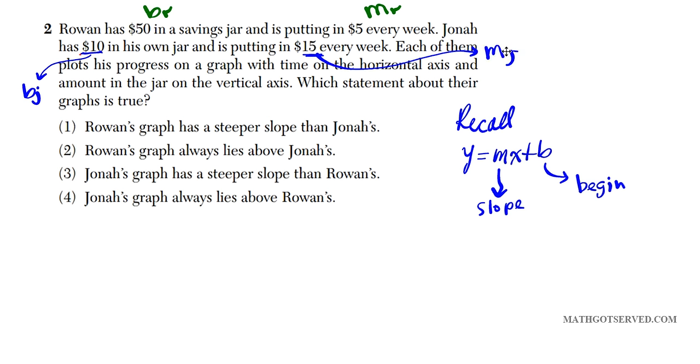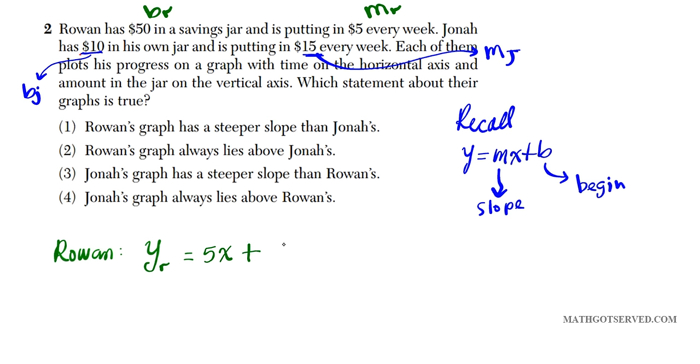All right, now with the m and b for Rowan and Jonah, we can write down the equation for the two savings situations. All right, let's start with Rowan. Let's do Rowan in green. So what is the equation for Rowan's savings situation? So we know y is equal to mx plus b, so we're going to have y for Rowan equals, the slope for Rowan, m is 5. So 5x plus, what's the starting amount? How much did Rowan begin with?